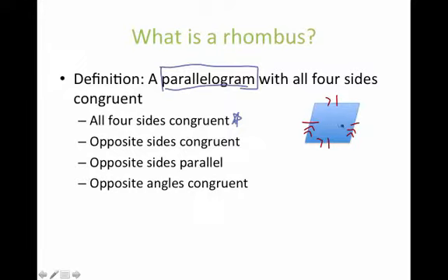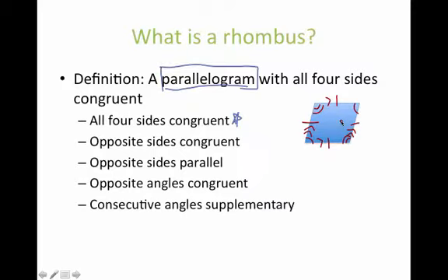Opposite angles are congruent. So this angle is congruent to this angle is congruent to this angle. Consecutive angles are supplementary. So like this angle plus this angle is 180, this angle plus this angle is 180. And the diagonals bisect each other. And that's true of all parallelograms.